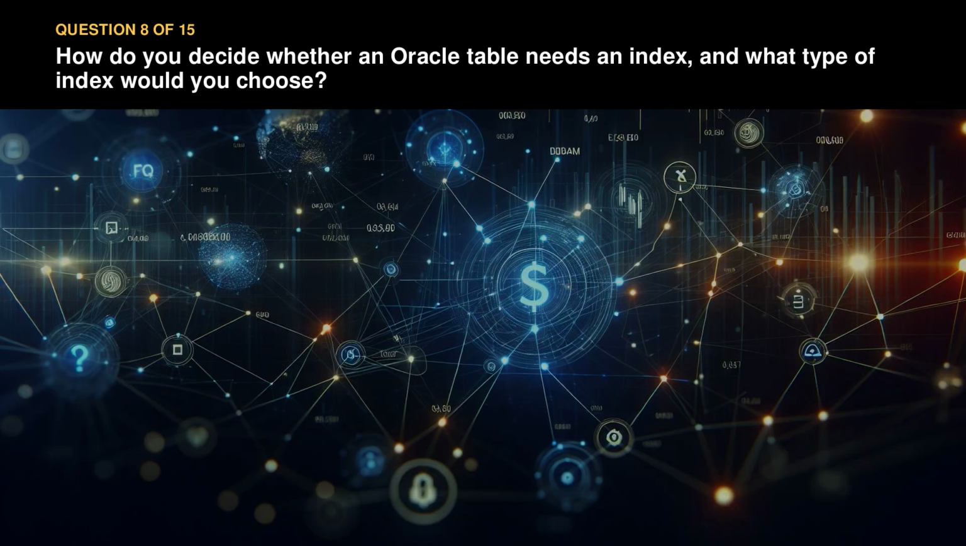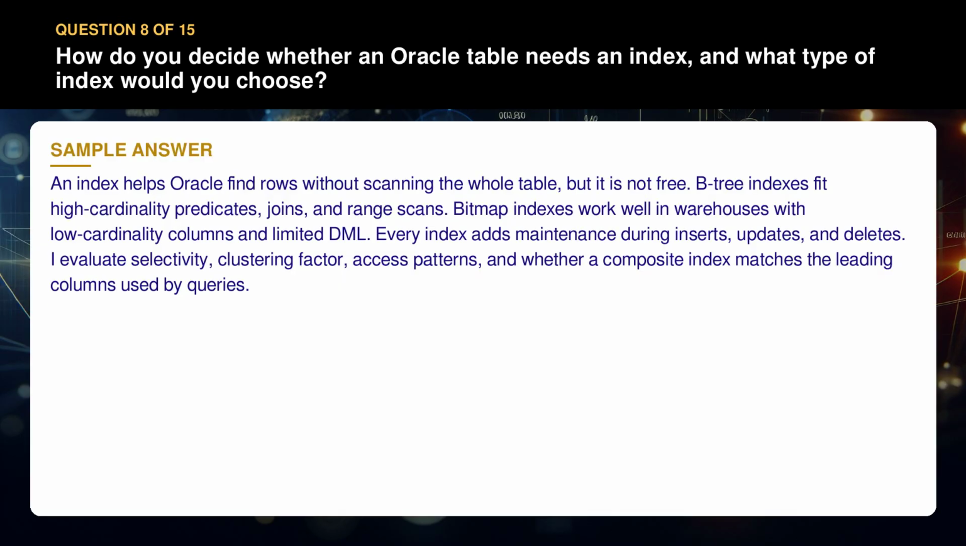Question 8. How do you decide whether an Oracle table needs an index, and what type of index would you choose? An index helps Oracle find rows without scanning the whole table, but it is not free. B-tree indexes fit high cardinality predicates, joins, and range scans. Bitmap indexes work well in warehouses with low cardinality columns and limited DML. Every index adds maintenance during inserts, updates, and deletes.